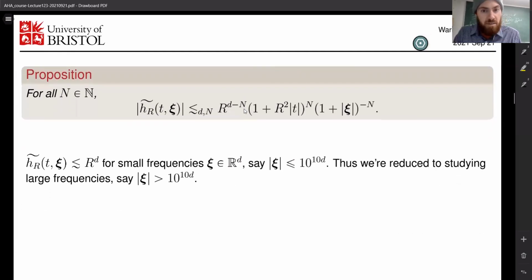So the first bound, which is almost always the easiest one to prove, is the low frequency bound. If I'm looking when C is small, say less than 10 to the 10d, still some finite number for each dimension, then there's some constant such that this is always at most R to the d. Why is that? Let's write down what the Fourier transform is.